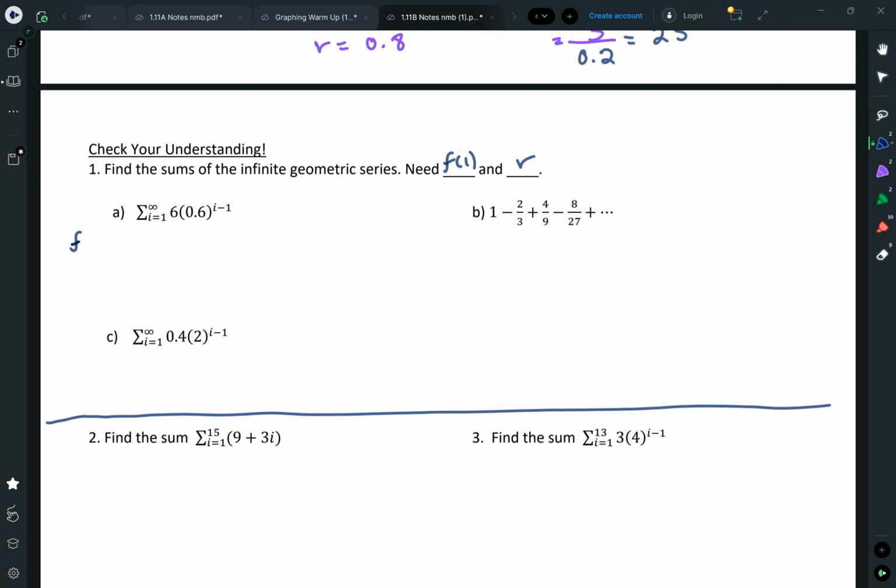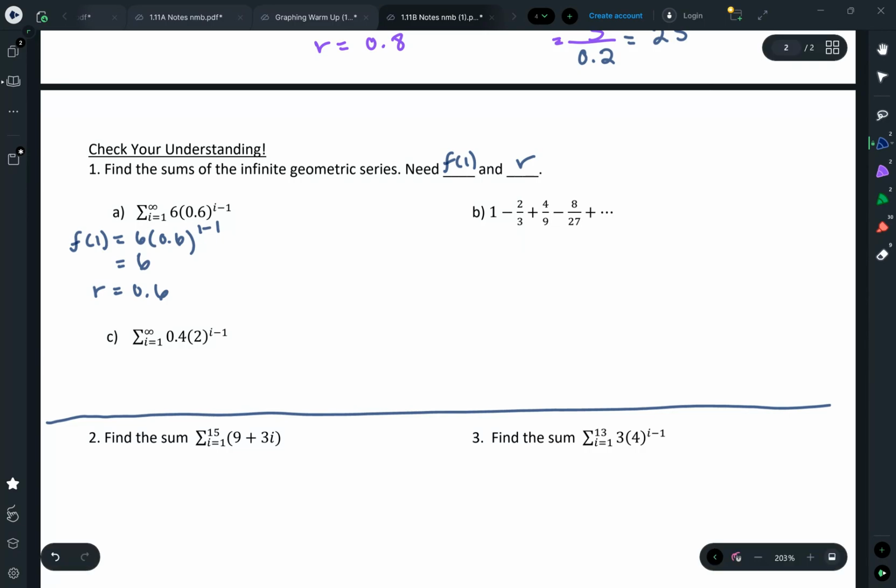So f of 1 is going to equal 6 times 0.6 to the 1 minus 1 power. 1 minus 1 is 0 power again. That's going to be just 6 times 1 or 6. And then my r is 0.6. So remember, check your r value. The absolute value of 0.6 is less than 1, so we're good to go. We can find our sum.